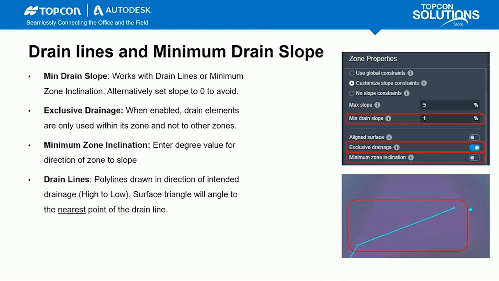Drain lines. Polylines drawn in direction of intended drainage, so generally high to low, and surface triangles will angle to the nearest point of the drain line. We're going to talk about the surface triangulation in a second. And one thing as well, drain lines can reside outside the extent of the grading limit. All the drain lines really do is provide the direction for the hydrology. So if you have a 1% and you have a drain line there, it's going to slope 1% towards that drain line.